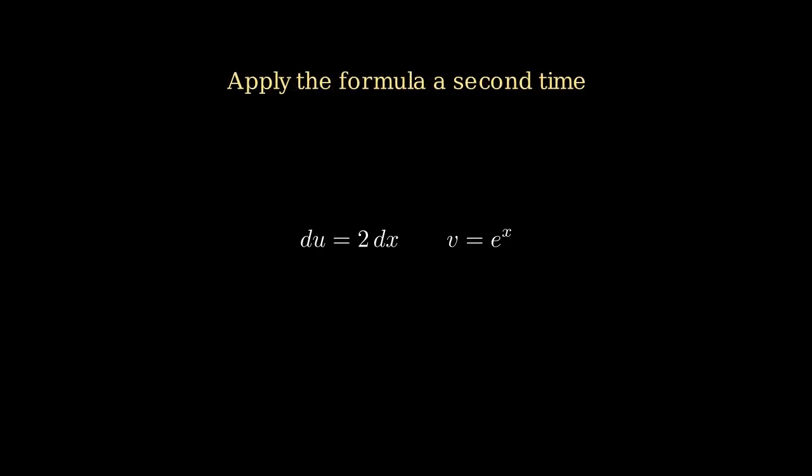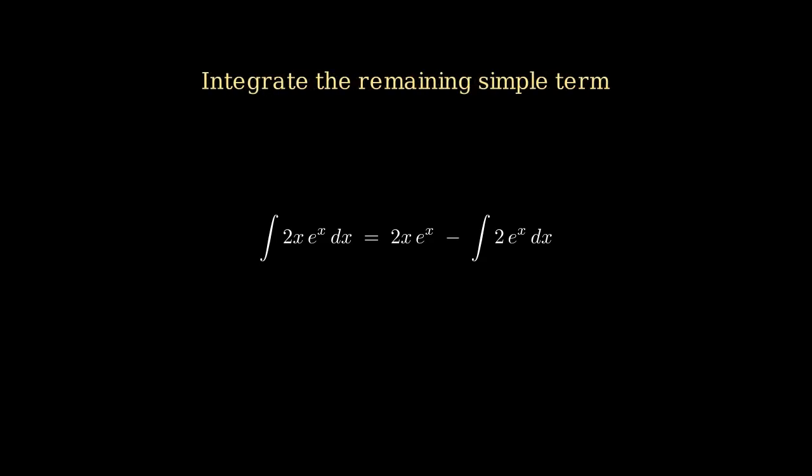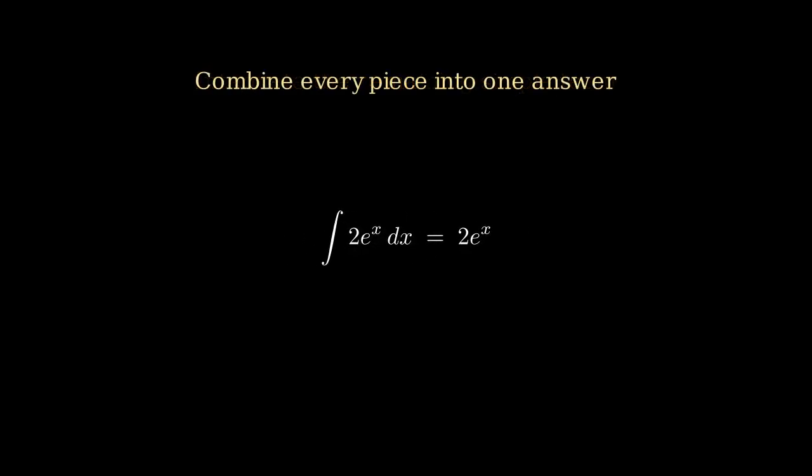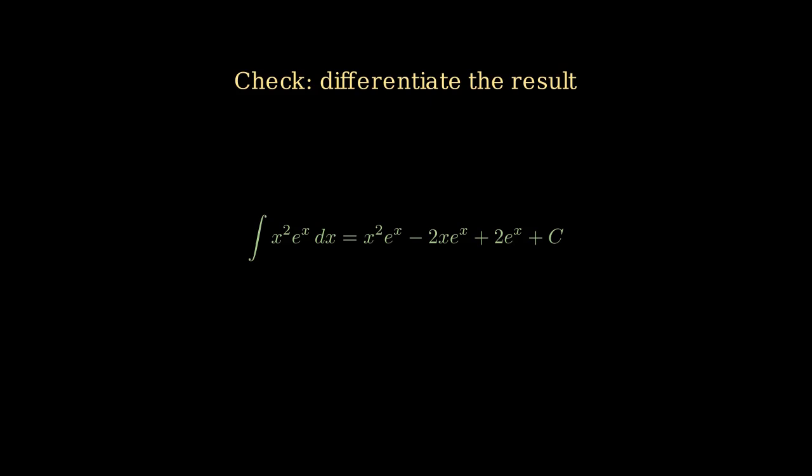Applying the formula again, the integral of 2x times e to the x dx equals 2x times e to the x minus the integral of 2 times e to the x dx. The integral of 2 times e to the x dx equals 2 times e to the x. Putting all the pieces together, the integral of x squared times e to the x dx equals x squared times e to the x minus 2x times e to the x plus 2 times e to the x plus a constant of integration c. To check this answer, we differentiate the result term by term. Differentiating gives us back x squared times e to the x, so the answer is confirmed correct.